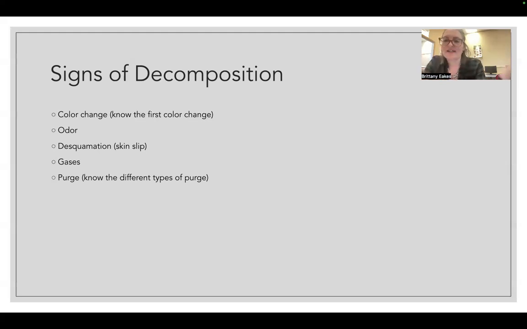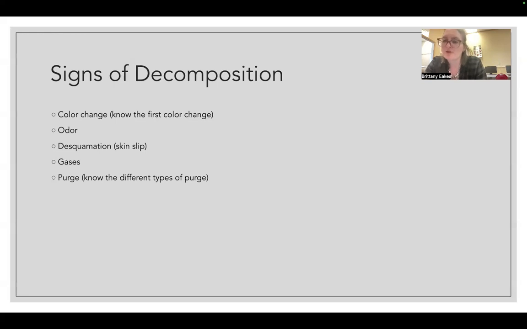Gases manipulate and influence purge. Purge is the evacuation of gases, liquids, and semisolids from the natural body orifice. And decomposition purge is generally caused by the buildup of pressure from gas formed in the abdomen. Purge from the stomach is foul smelling. It resembles coffee grounds. Purge from the lungs is frothy and pinkish red. And stomach and lung purge usually exit from the mouth and nose.